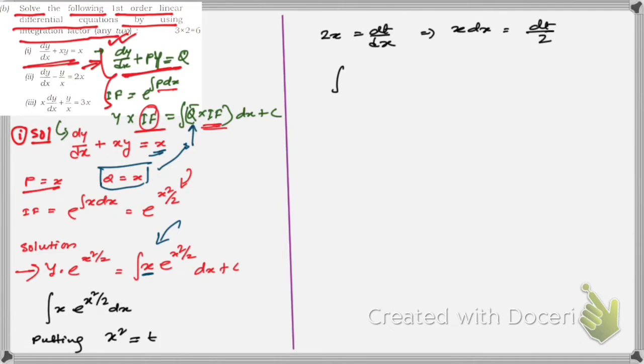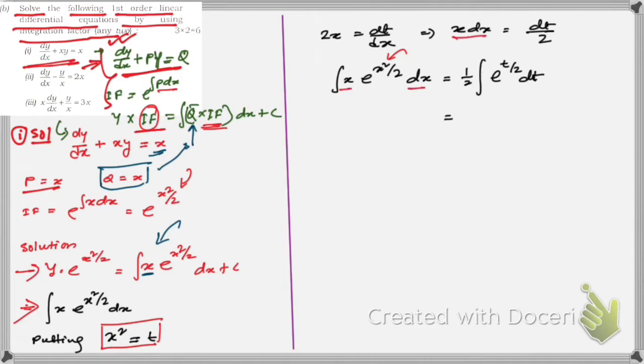Now this integration becomes integration e to the power x square by 2 dx, which can be written as half e to the power t by 2 dt. What we have done is substitute x square by t, putting x square is equal to t. And x dx is dt by 2, and this half is taken out of the integral. Hope you have understood this part.